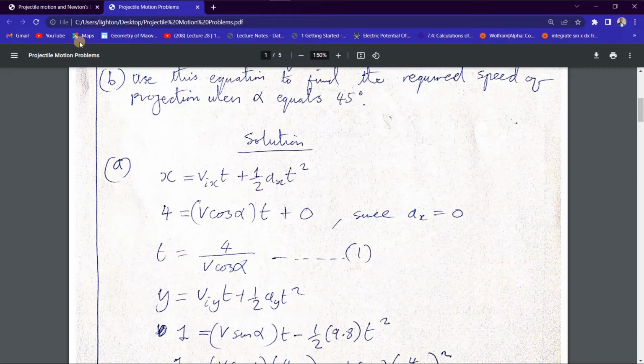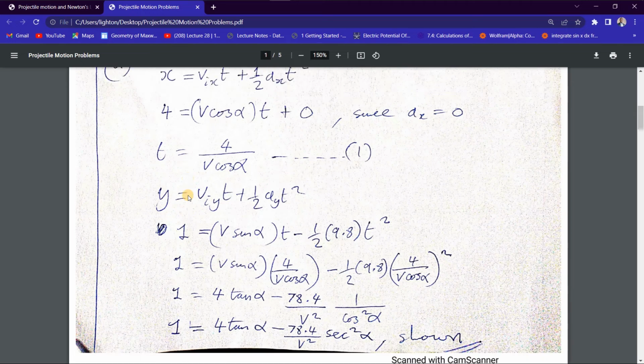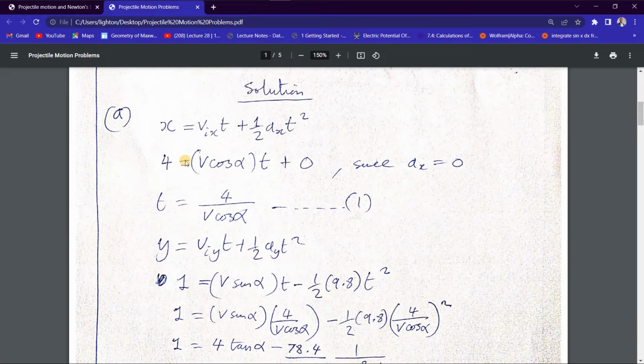So what's the x component of displacement? From the question, we've been given that it is 4 meters horizontally. So the x takes the 4: 4 equals vix, the component of velocity in the x-axis, which is just v cos alpha, times t plus 0. This 0 is coming from the fact that ax here is 0.